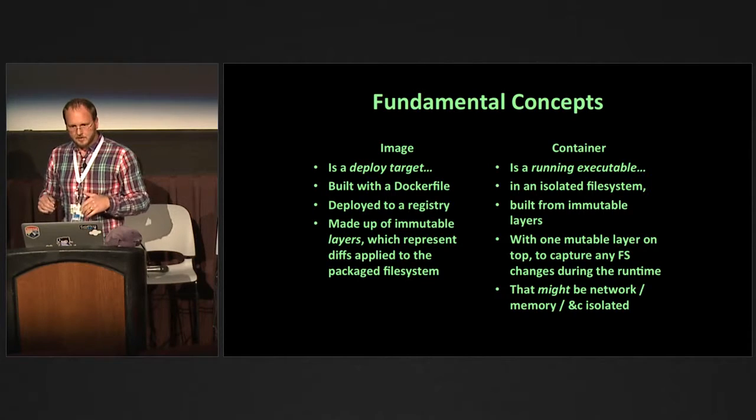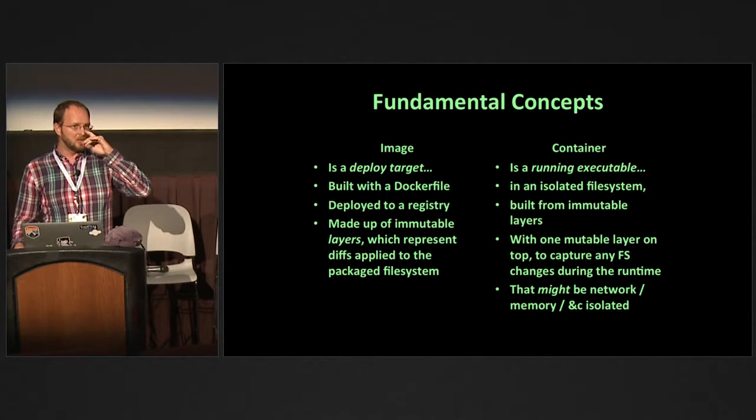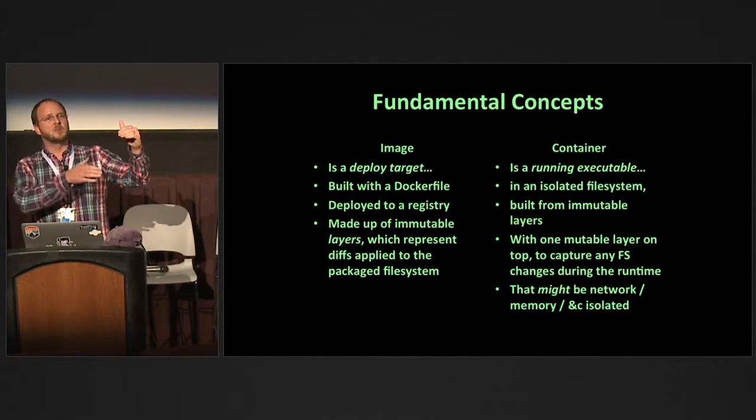The other thing that's important is a container. A container is a running executable in an isolated file system built from these immutable layers. So you basically take an image and you photocopy it and put it into run space and start running stuff. So you have an immutable layer of infrastructure and then one mutable layer on top of that. So you can make changes to the file system.